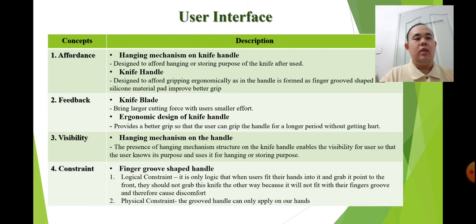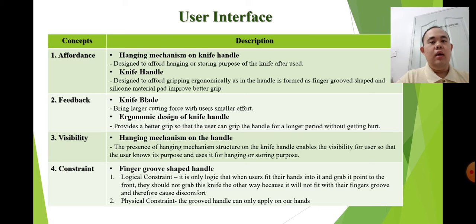The next analysis will be user interface. In this user interface, we have used 4 concepts. The first one is affordance. In affordance, like the hanging mechanism on our knife handle, it is designed to afford hanging or storing purpose. And another one will be the knife handle. It's designed to afford gripping ergonomically, as the handle is formed as a finger groove shape and the silicone material pad improves grip. And the second one will be feedback. The feedback on the knife blade brings larger cutting force with small user effort.